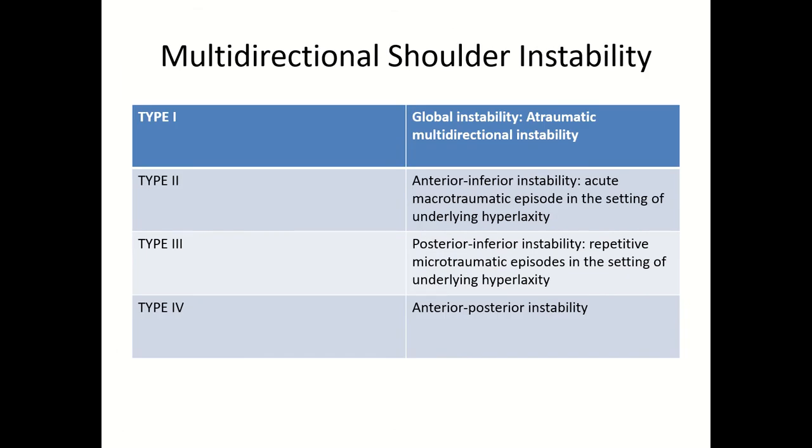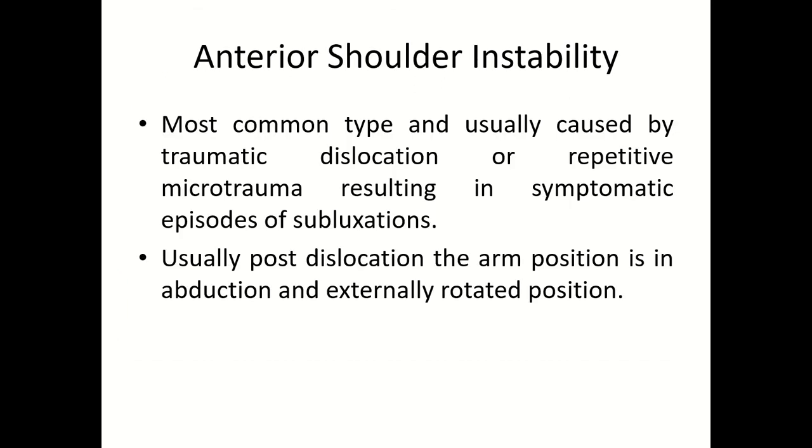Coming down to multidirectional shoulder instability. There are 4 types, 1, 2, 3 and 4. The first multidirectional type is global instability, atraumatic multidirectional instability. Type 2 is antero-inferior. Type 3 is postero-inferior. Type 4 is antero-posterior. So type 1 is global, type 2 is antero-inferior, type 3 is postero-inferior, type 4 is antero-posterior. Now coming down to the anterior shoulder instability.